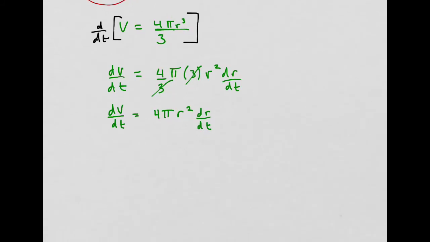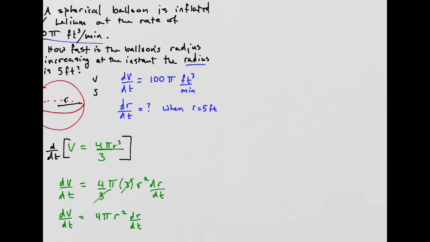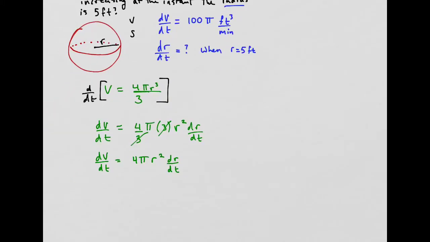And I get that. So now I took the derivative with respect to time, and now I have an equation that relates the rates. Look at that. I've related the volume rate with the rate at which the radius is changing. It's like I'm doing related rates. It's amazing. Okay. Then the next thing you do is plug stuff in.